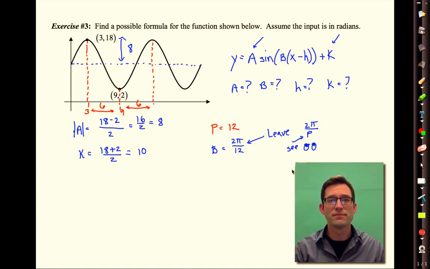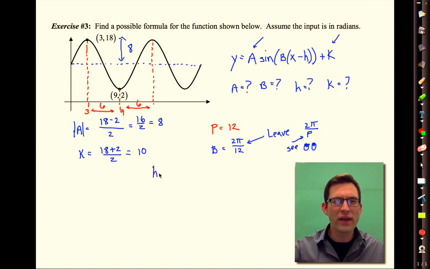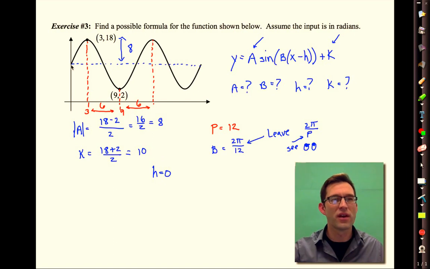So pause the video. Alright, now remember, I'm assuming a is positive, and I'm assuming I'm using the sine value. That gives me an h of 0. Now, how do I know h is 0? How do I know I haven't shifted it at all?